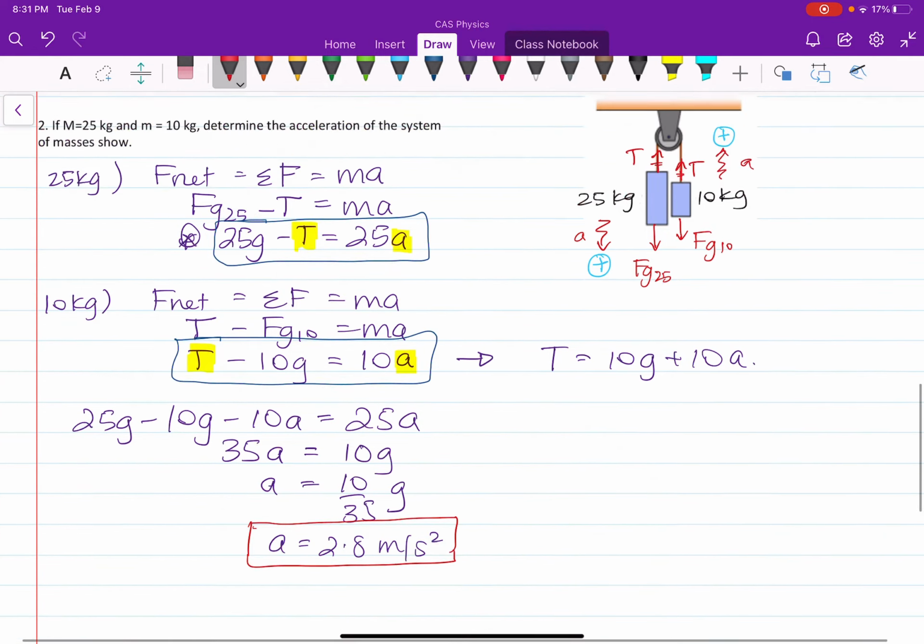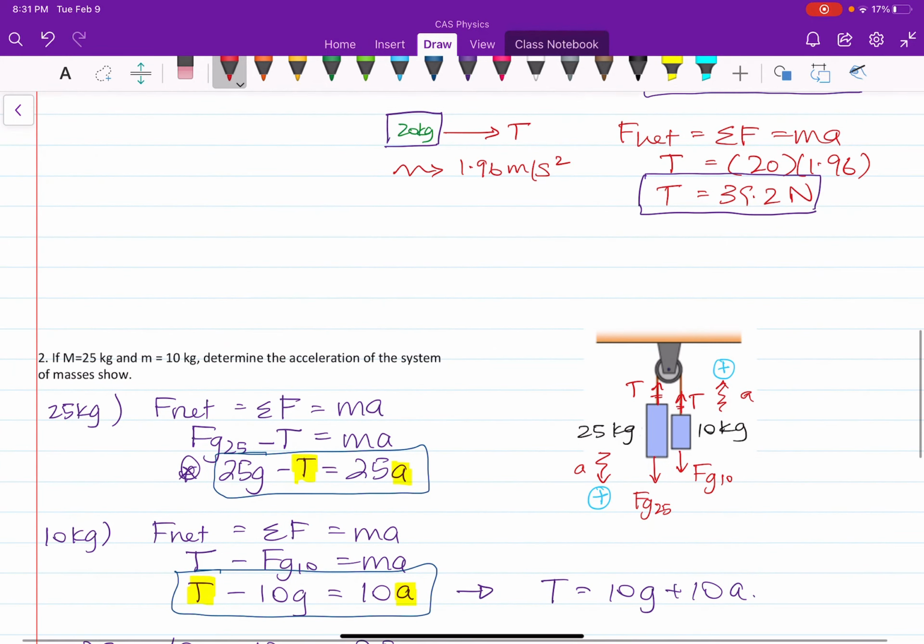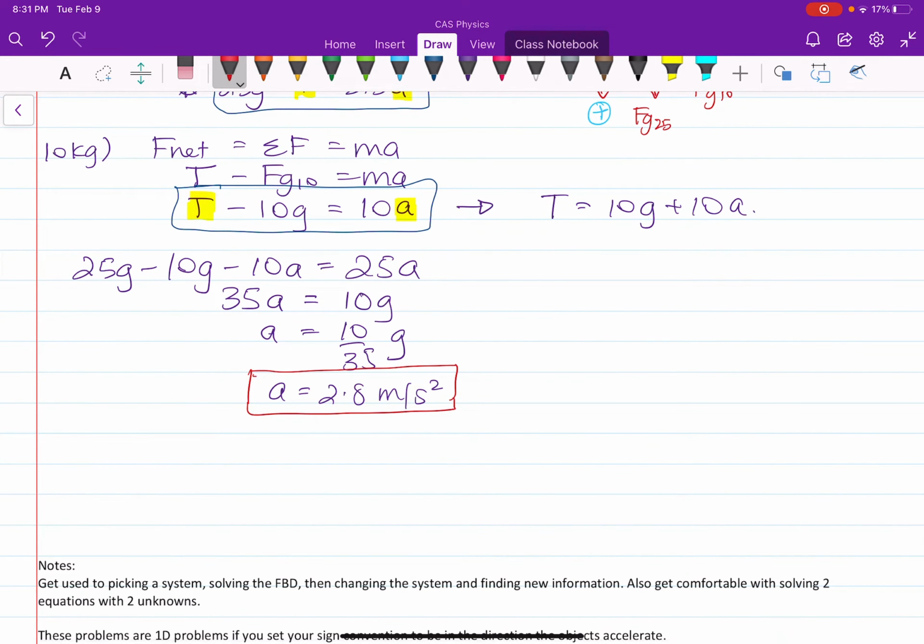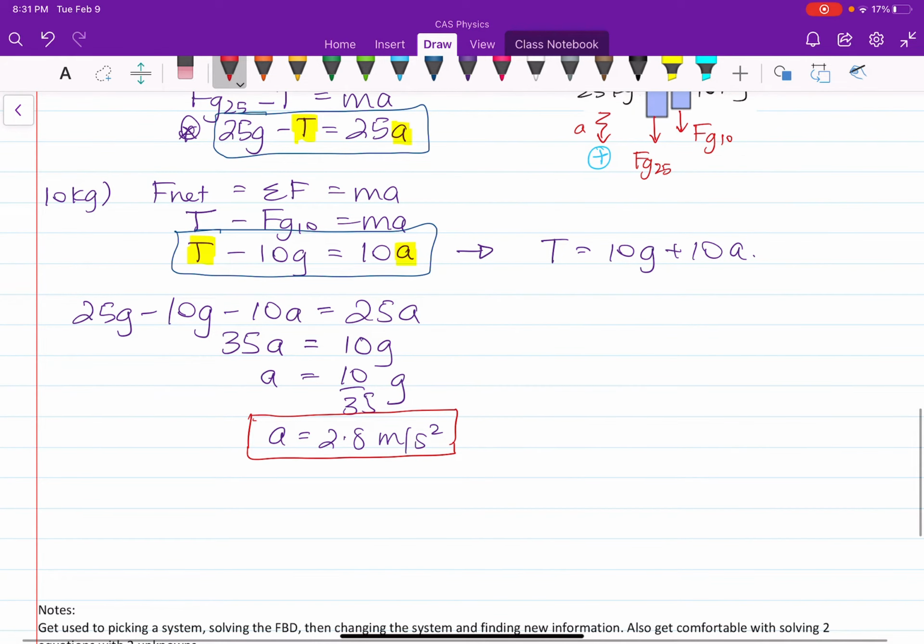Now, what did the question actually ask for? Determine the acceleration of the mass as shown. So that's our answer. If we were asked to solve for the tension, we would just go back and plug that in over there. But that's not what it's asking us for.